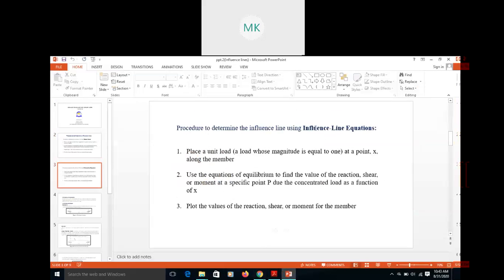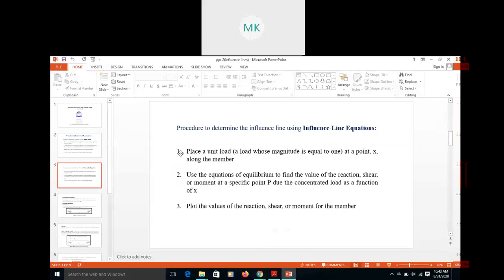This is by the influence line equation. It is simple, same as it was explained earlier. Just we need to use that equation. There are some equations. I will tell you what the equations are while we solve a numerical and all these things. So this is the same step.